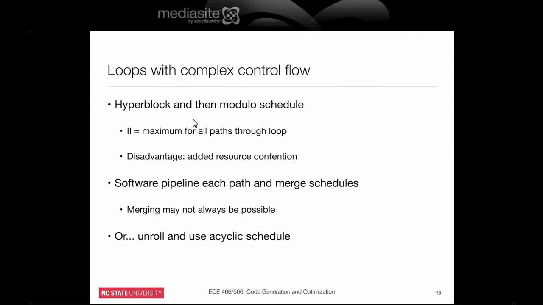Or you could just unroll the loop a lot of times and then use acyclic scheduling within the unrolled loop, like use a hyperblock within the unrolled loop to get more performance. Okay, the last one is probably the simplest thing to do, but it's also going to lead to some code bloat even beyond what a hyperblock normally causes.